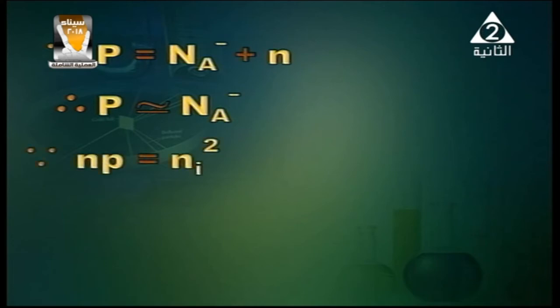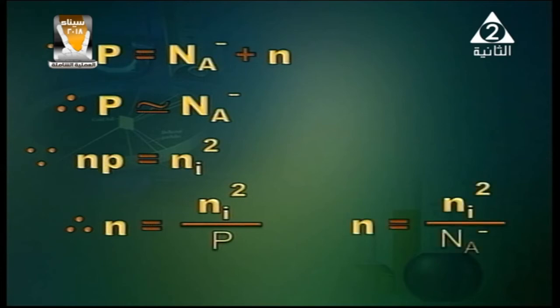Mass action law, np equals Ni squared, substituting. In this case, we can say small n is equal to Ni squared over p, which is equal to Ni squared over the number of negative acceptors.